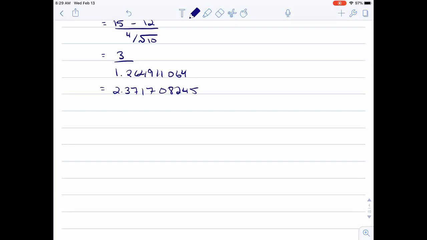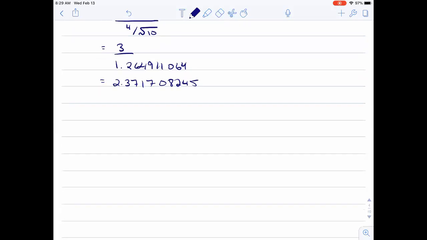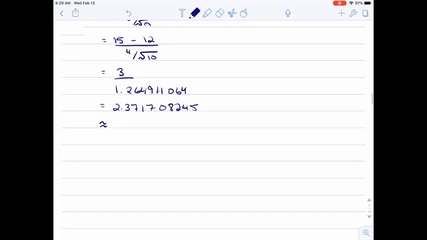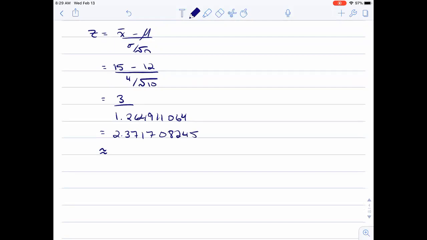Is that what you guys are getting? Yeah, good. Z, because we know our Z table only takes 2 decimal places, right? We have to round Z properly to 2 decimal places. So Z is going to be approximately 2.37.